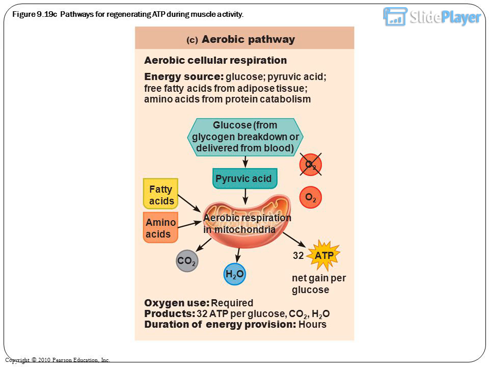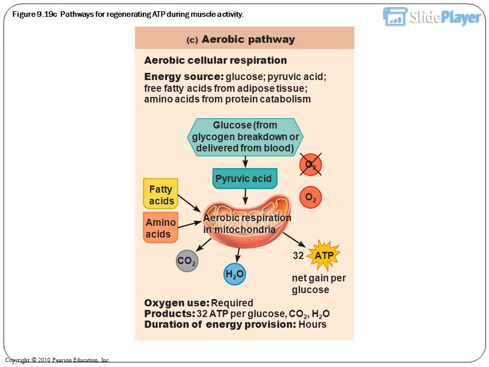Figure 9.19c: pathways for regenerating ATP during muscle activity. Energy source: glucose, pyruvic acid, free fatty acids from adipose tissue, amino acids from protein catabolism. C. Aerobic pathway. Aerobic cellular respiration. Oxygen use: required. Products: 32 ATP per glucose, CO2, H2O. Duration of energy provision: hours.